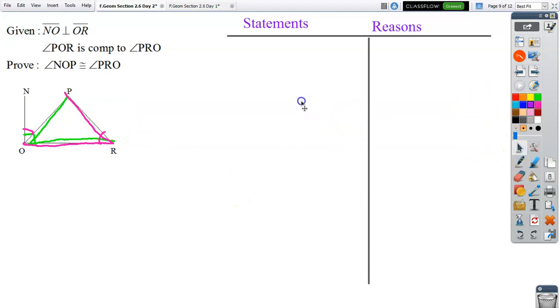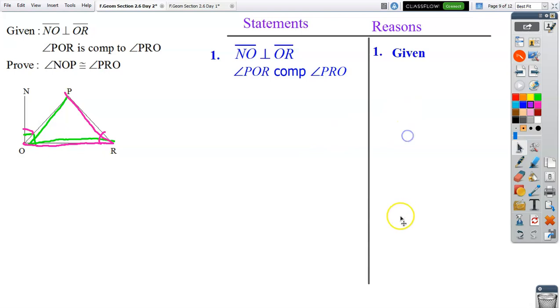So let's first start by writing down our givens. So, NO is perpendicular to OR, and POR is complementary to PRO, given. The next thing that we want to say, well, NOR is a right angle. That's true, because perpendicular lines make right angles. Definition of perpendicular.